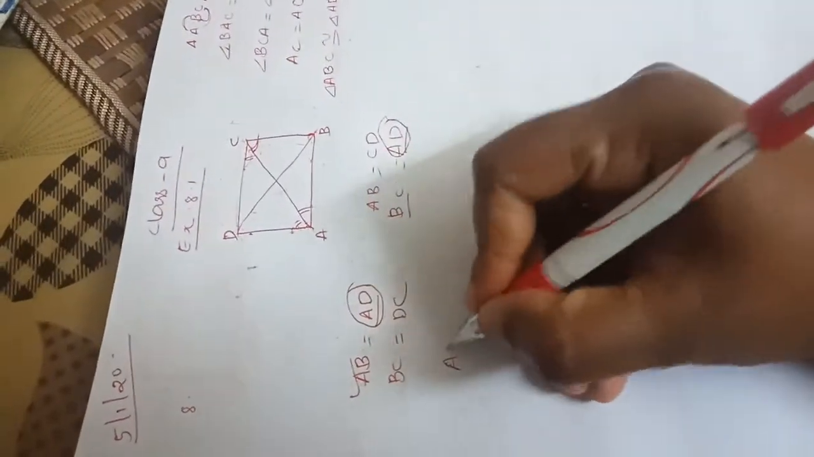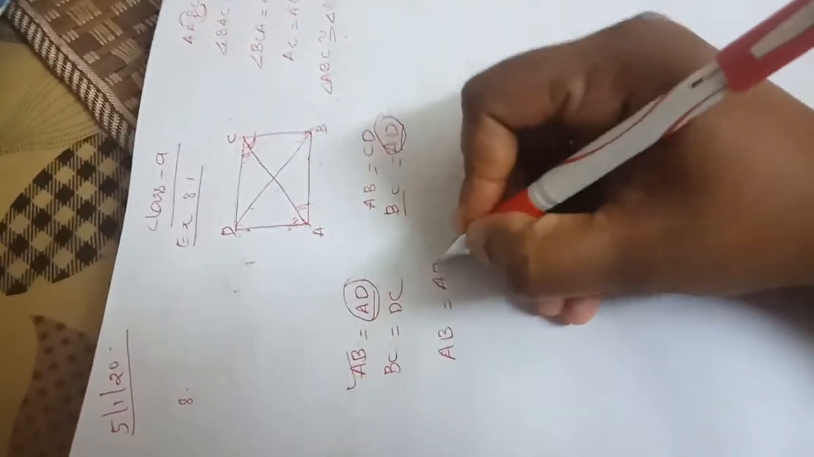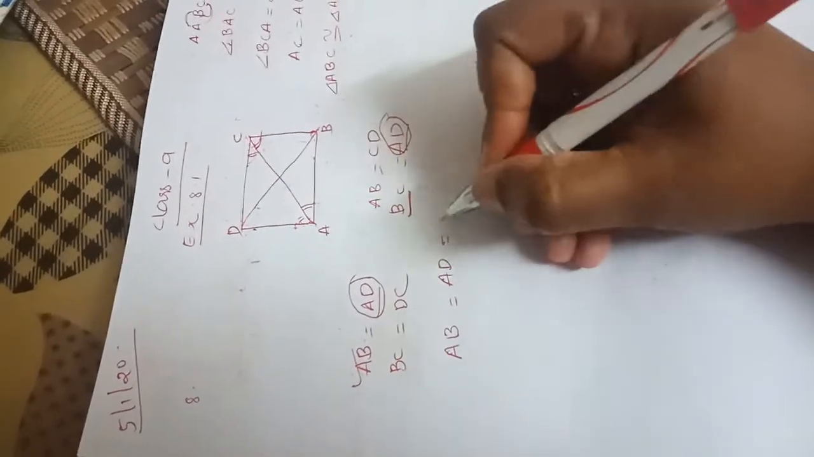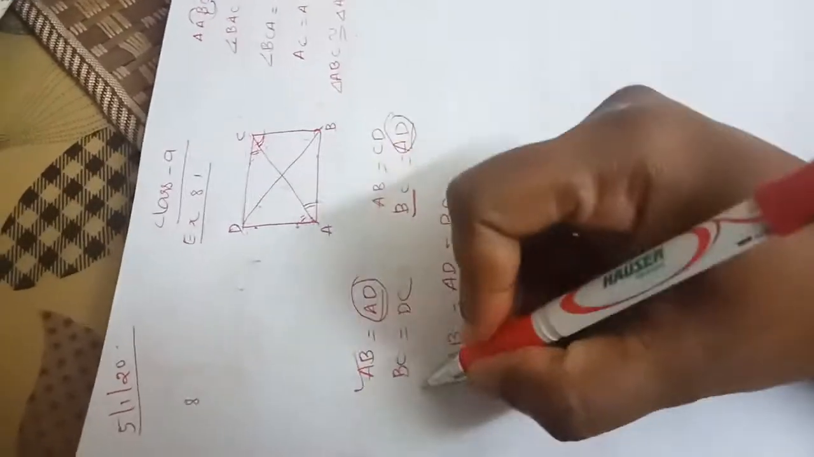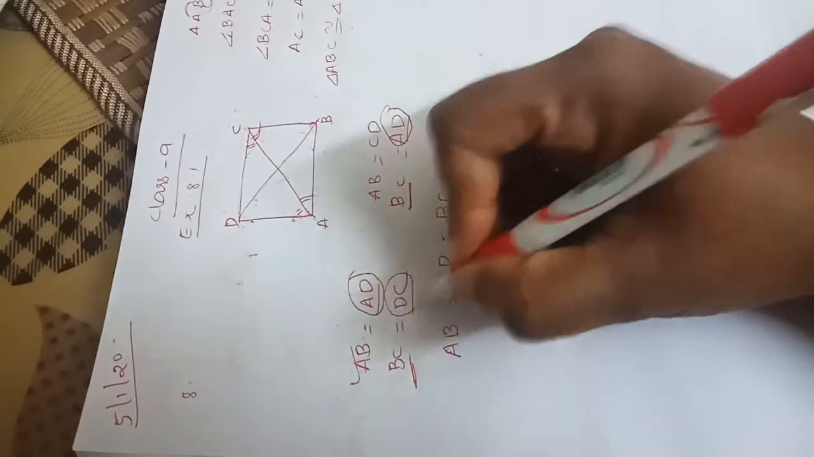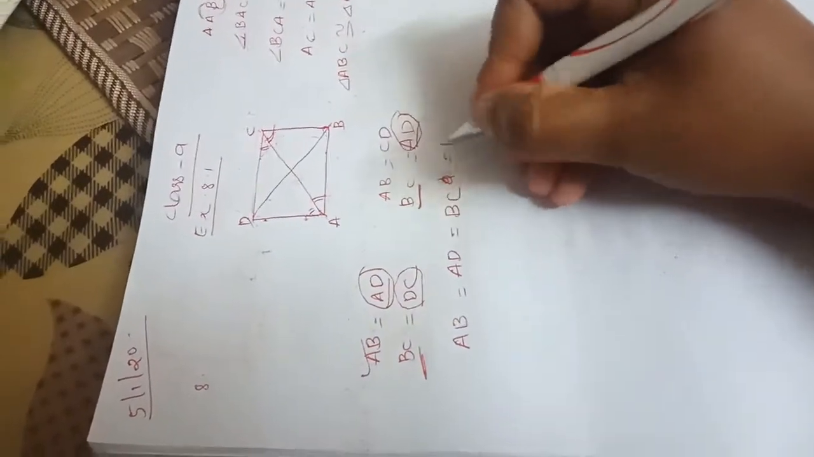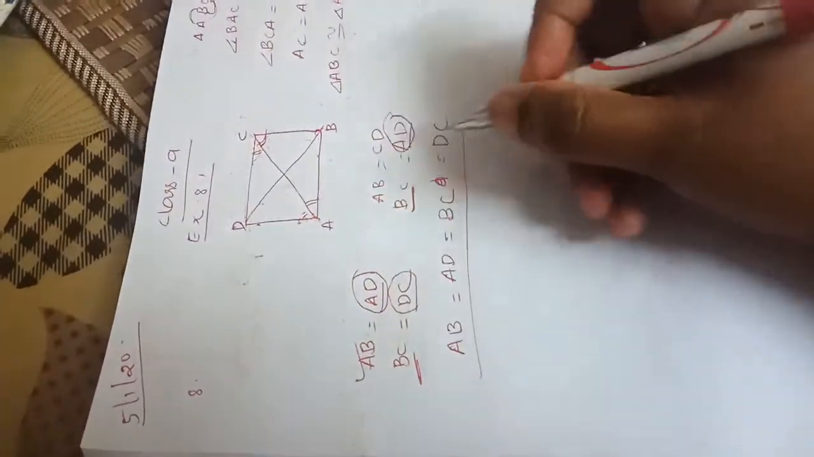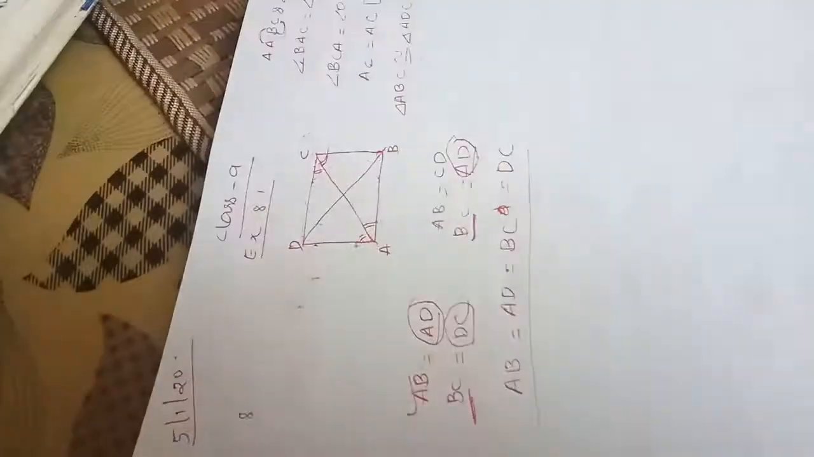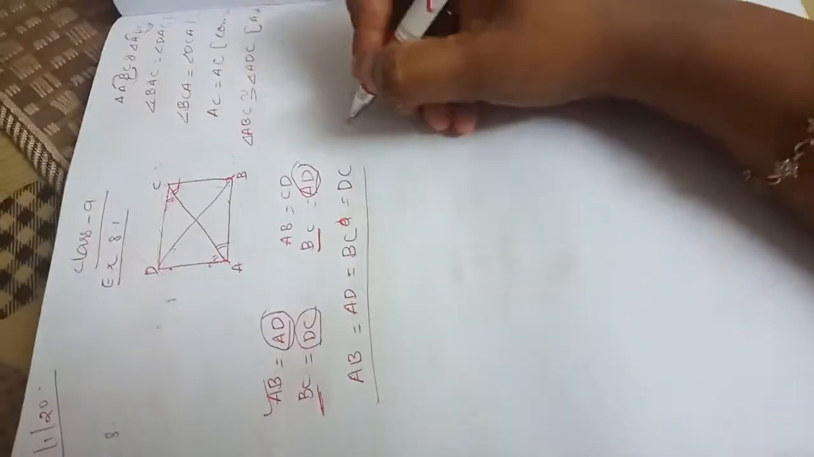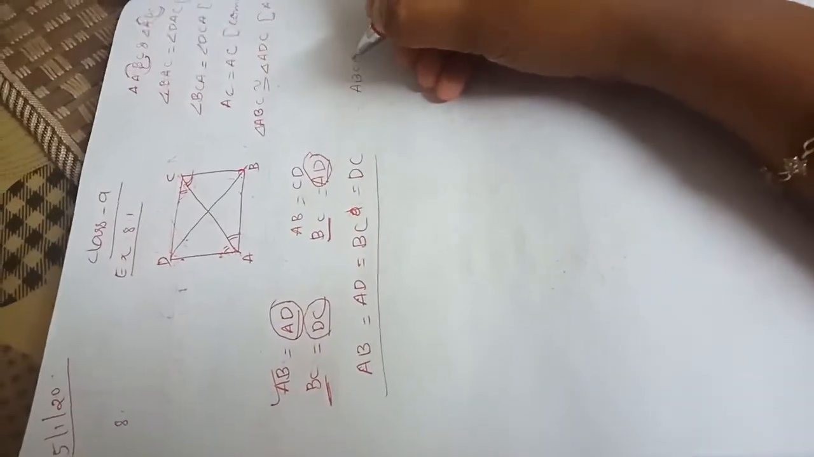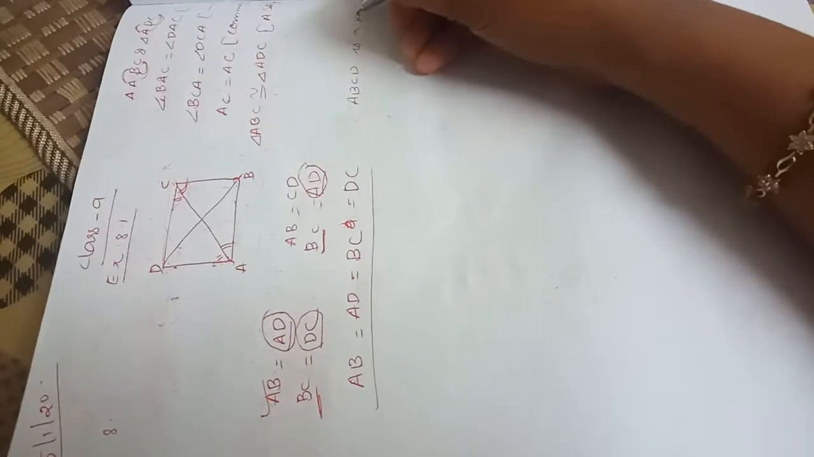So we can equate AB is equal to AD is equal to BC, and BC is also equal to DC. Now we got all four sides equal. So if all four sides are equal, we can write: hence ABCD is a square. Therefore, ABCD is a square.